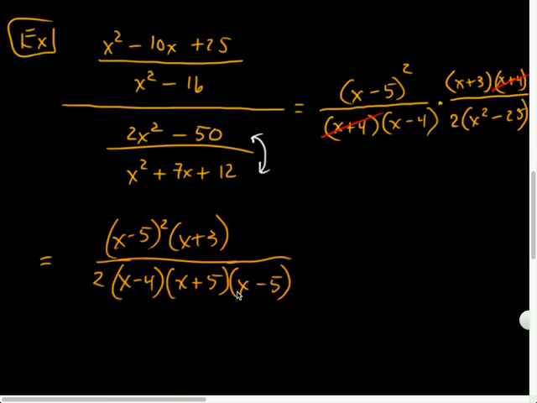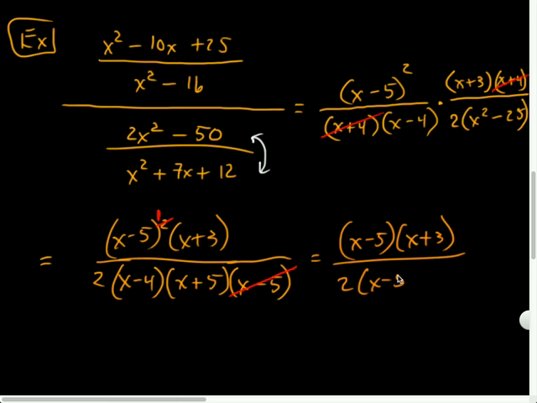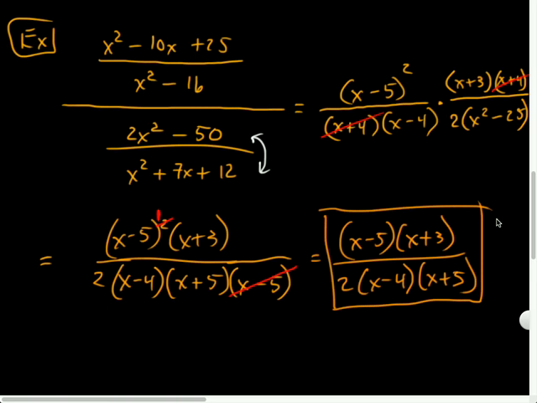And what cancels out? Yeah, so this cancels out with one of those, leaving 1. Good old properties of exponents coming back. So x minus 5 times x plus 3, all over 2 times x minus 4 times x plus 5. Wow, thing of beauty.